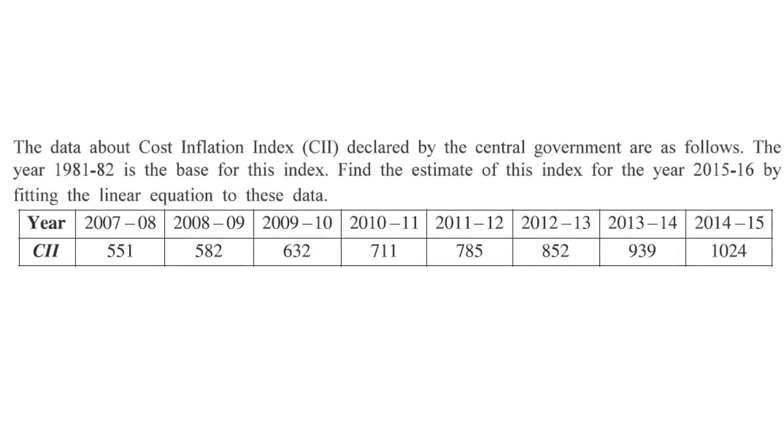Now we will move forward to the second question of the exercise. We have the data about the cost inflation index declared by the central government as follows. The year 1981-82 is the base for this index. Find the estimate of this index for the year 15-16 by fitting a linear equation to this data. That means we have to fit a linear equation and then get the estimate for the year 15-16. The year 15-16 is in continuation with the given data, so the immediately next T value will be taken for finding the equation. Right now we will copy this data into our table.